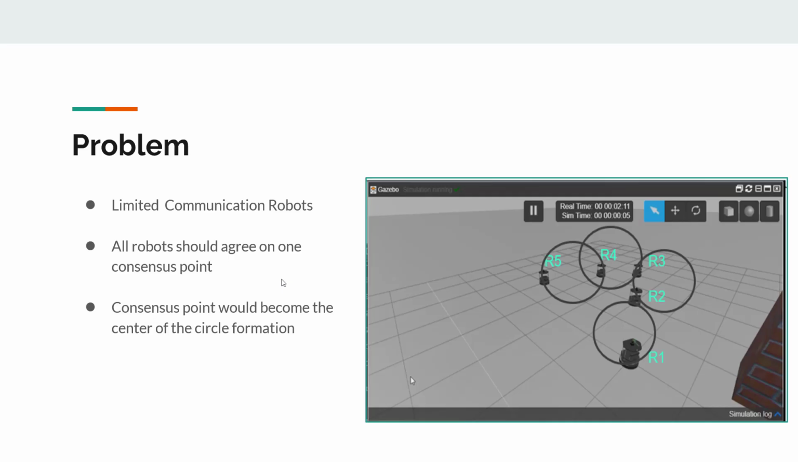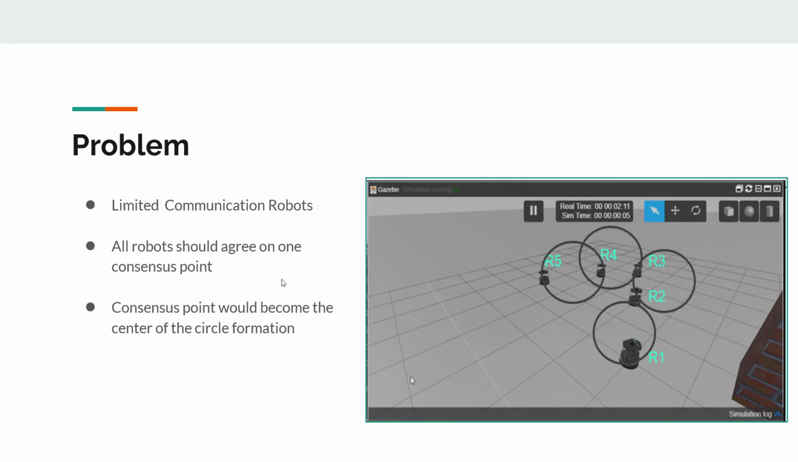As said, our research is focused on limited communication range robots. In our model, one robot cannot communicate with all other robots. They communicate with only the robots in their communication range, and all the robots should agree on one particular consensus point, which will become the centroid for the formation. Here we have considered circle formation.